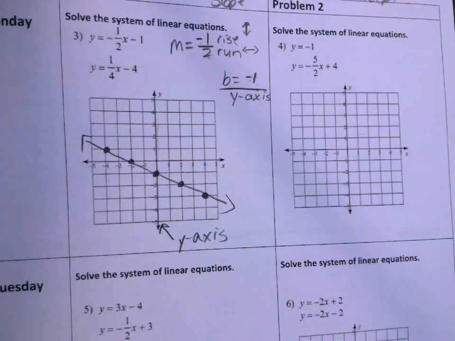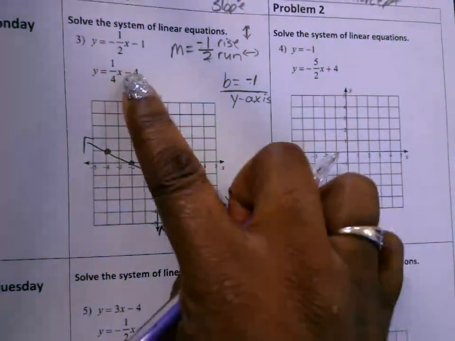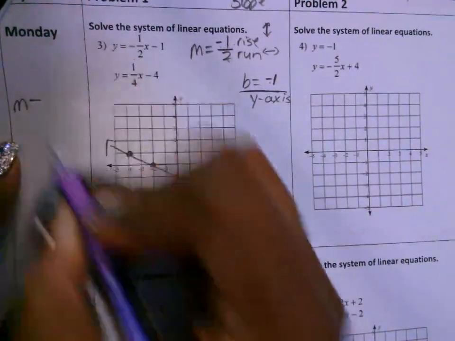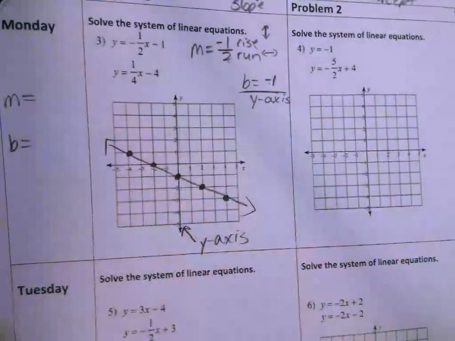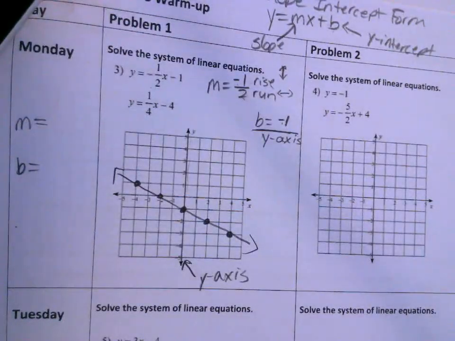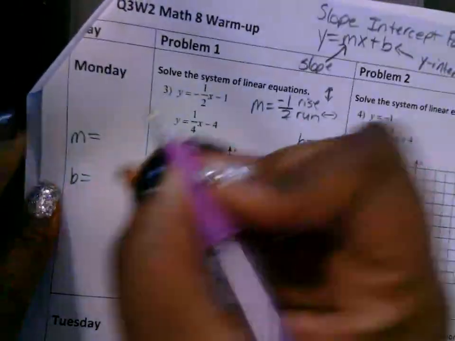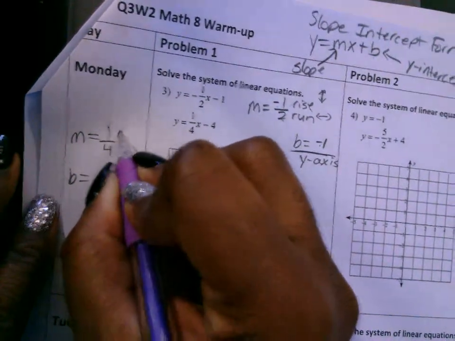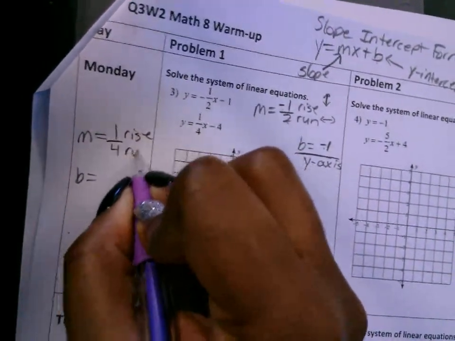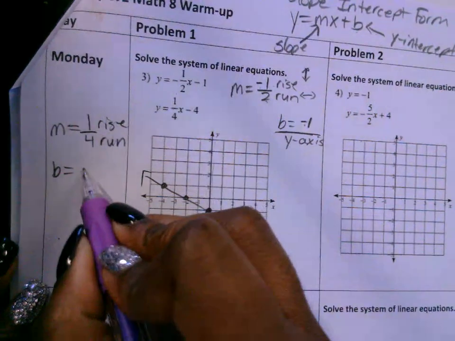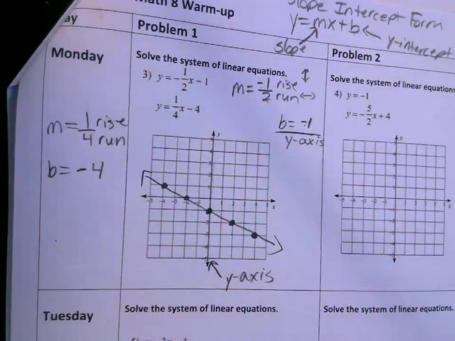Now I'm going to graph this second equation. I need for you to label the m and the b. I'm going to pause for the cause to give you a chance to label your m and b. What's my slope for the second equation? 1 over 4. Good. Top number is rise. Bottom number is run. b is negative 4. That's the number that has no variable attached to it. Okay? Please write that down.